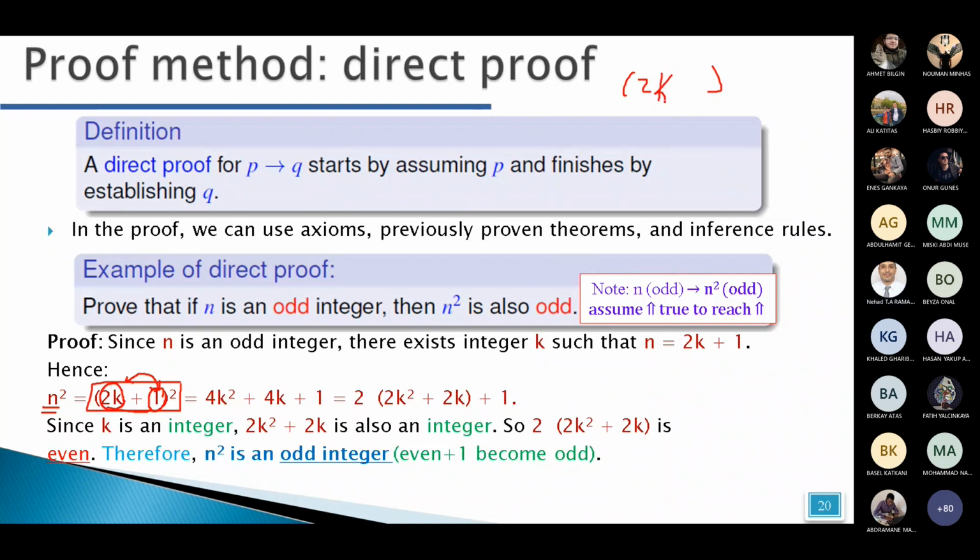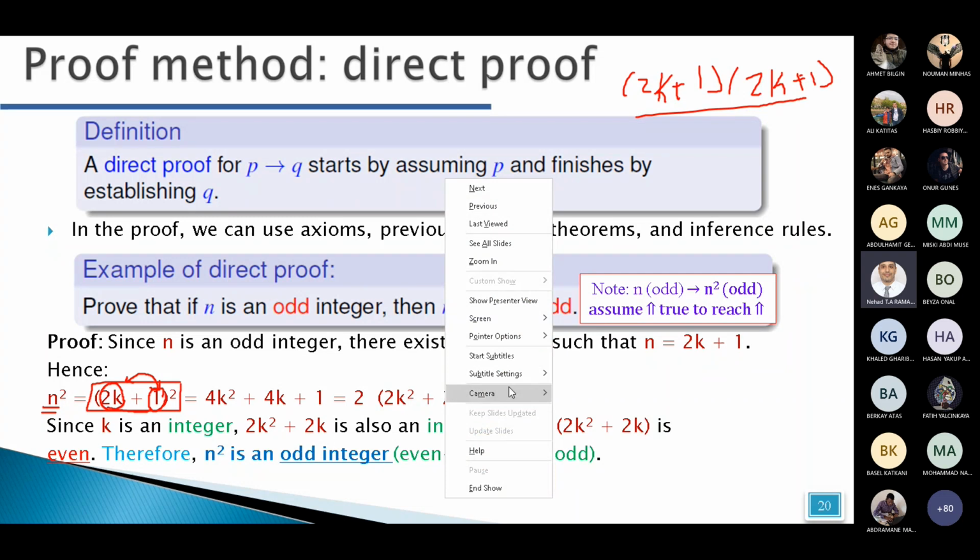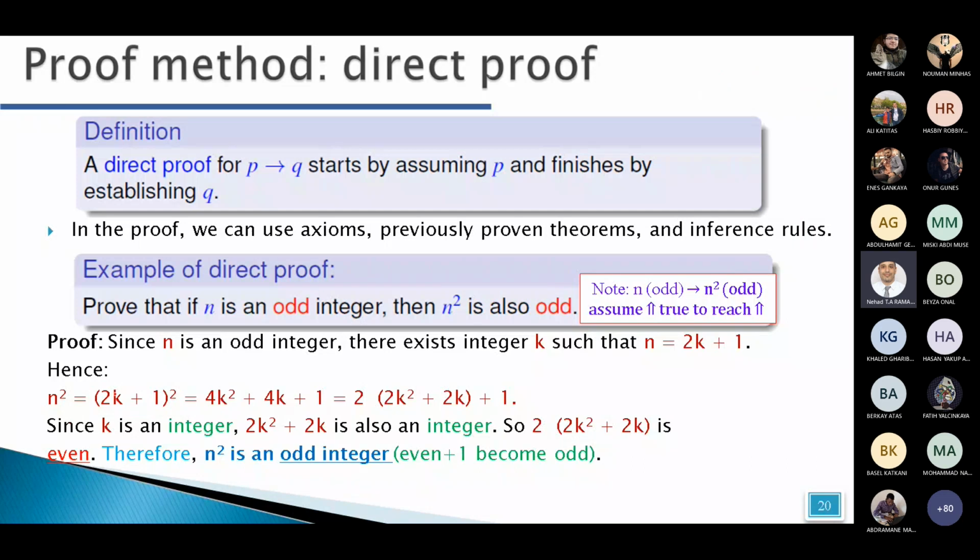2k plus 1 multiplied by 2k plus 1. Yes, you can calculate it like this if you don't know the perfect square, but you have to know the perfect square. So this one becomes 4k to the power 2. This one becomes 1 as it is. And 1 multiplied by 2k multiplied by 2 becomes 4k.